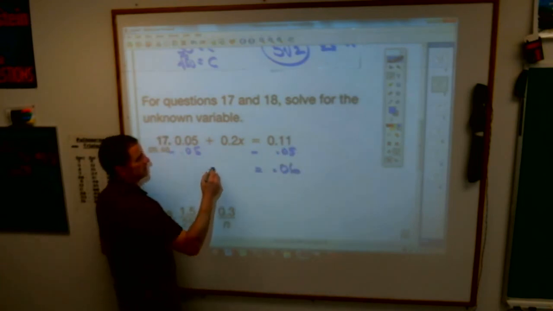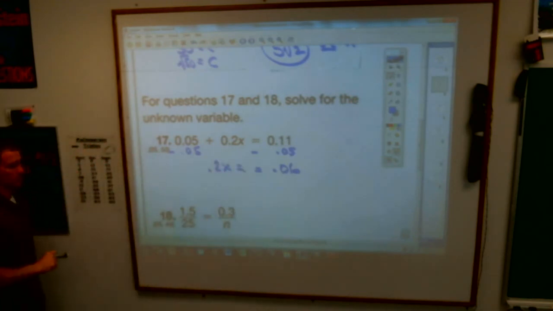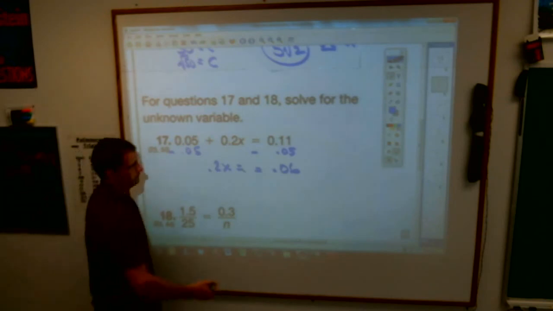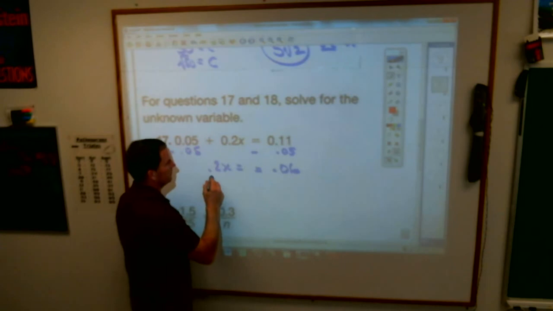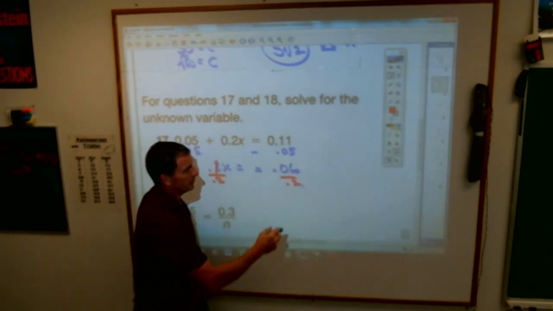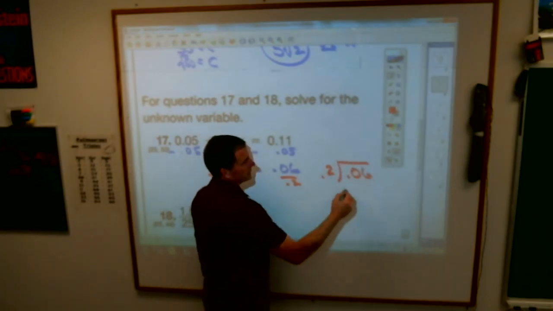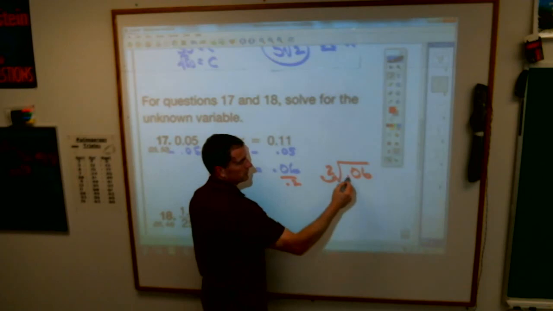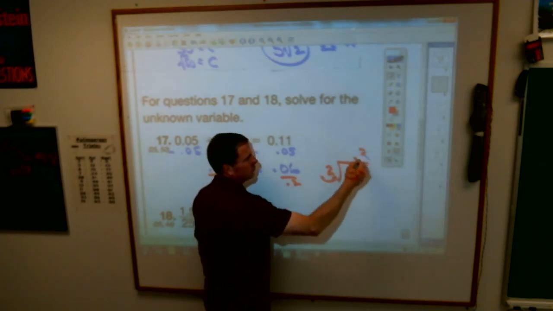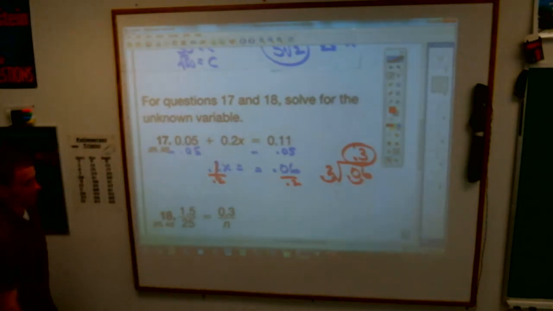And that equals 0.2x. Now, as I do with most equations, what's the last thing I do? Right, dividing by 0.2. Some of you still struggle dividing with decimals. You might want to write this out. 0.2 into 0.06. You have to move the decimal here, decimal there. How many times does 2 go into 0.6? 0.3 times. 3 tenths of a time.